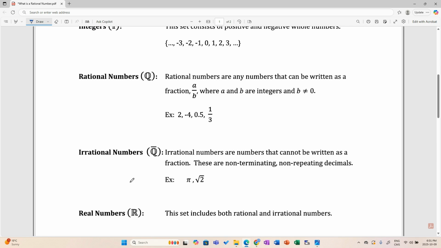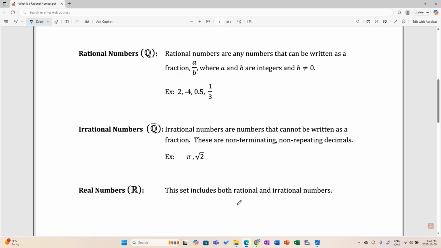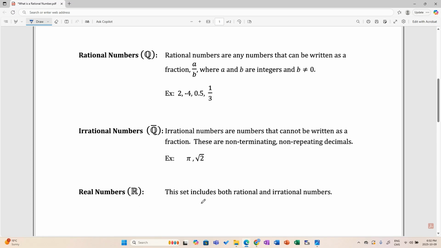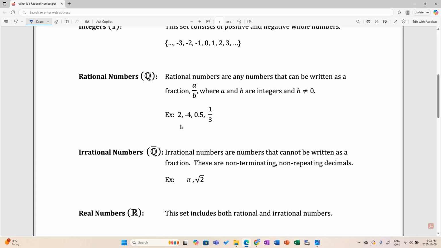And for rational numbers in decimal form, if the decimal stops, or if the decimal continues on forever but has a repeating pattern, it's still considered a rational number. And then a real number just includes both rational and irrational numbers. For example, if we look at rational numbers here, 2 is a rational number because you can express 2 as a fraction. If you recall, 2 over 1 is 2 divided by 1, which is still 2. Hence, this is a rational number because you can express 2 as 2 over 1.